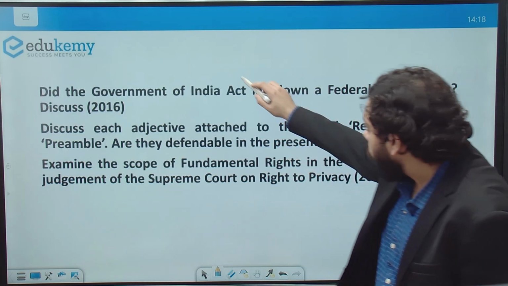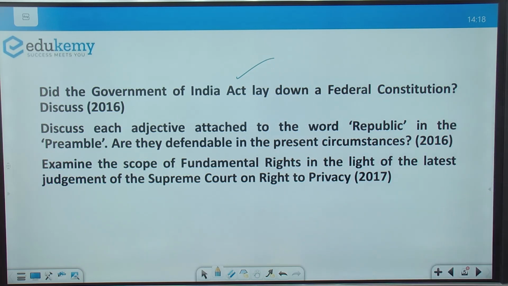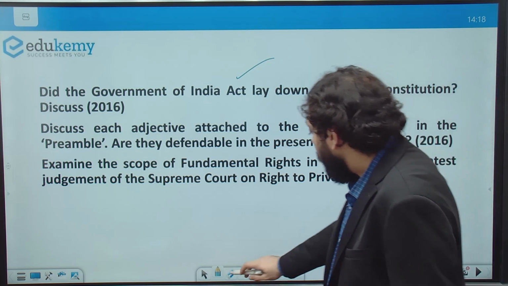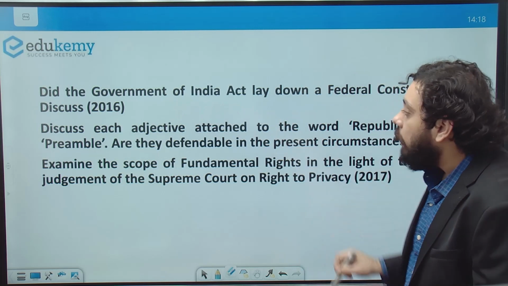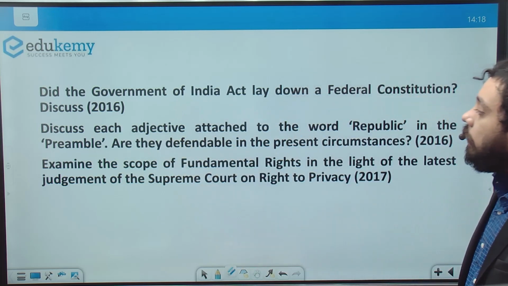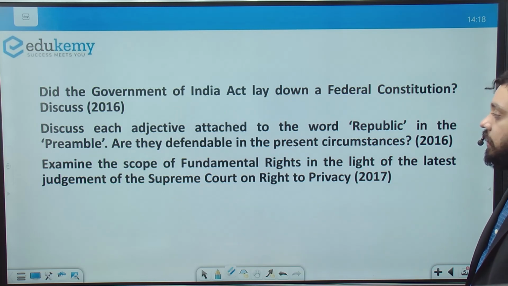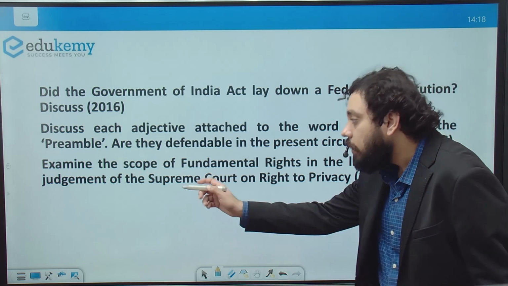This is a question from the historical underpinnings part. Did the Government of India Act lay down a federal constitution? Discuss. Okay, so what we basically say is that the seeds of the federal constitution were already sown in the Government of India Act 1935. Let's take a look at this one. This is from the significant provisions. Discuss each adjective attached to the word republic in the preamble. Are they defendable in the present circumstances? So this is basically an elaboration upon the preamble.